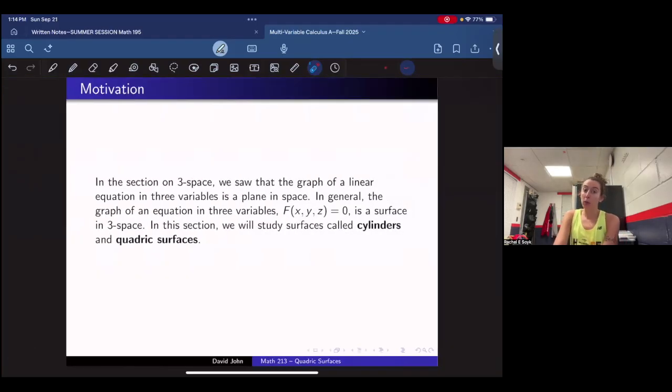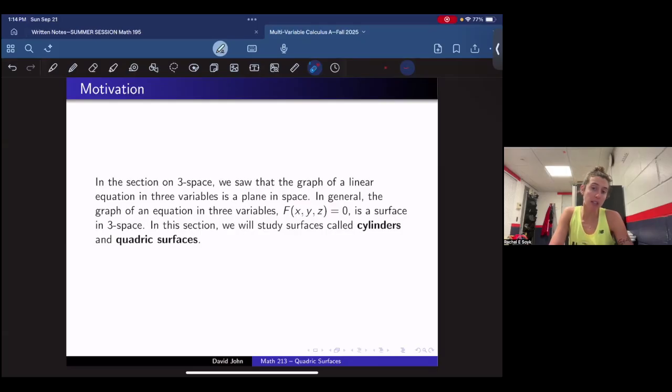Right. Our motivation for this lesson, we have the following. In the section on 3-space, we saw that the graph of a linear equation in 3 variables is a plane in space. In general, the graph of an equation in 3 variables, and this is our notation, f of x, y, z is equal to 0, is a surface in 3-space.